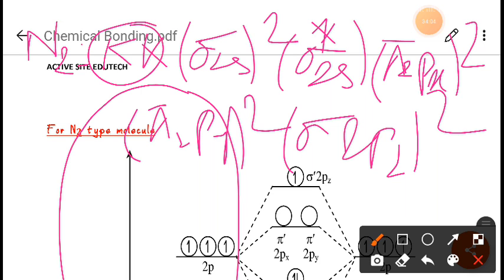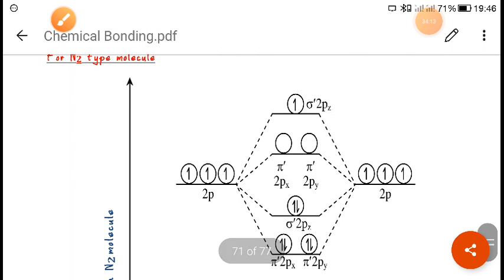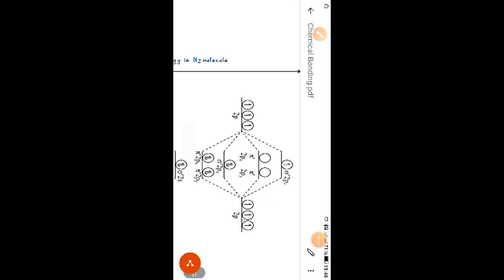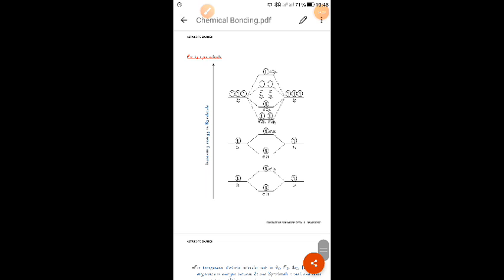So from this molecular orbital diagram of N2, it became clear that these molecules contain 8 electrons in the bonding and 2 in the anti-bonding molecular orbitals, right? So we can say Nb will be 8 and Na will be 2.